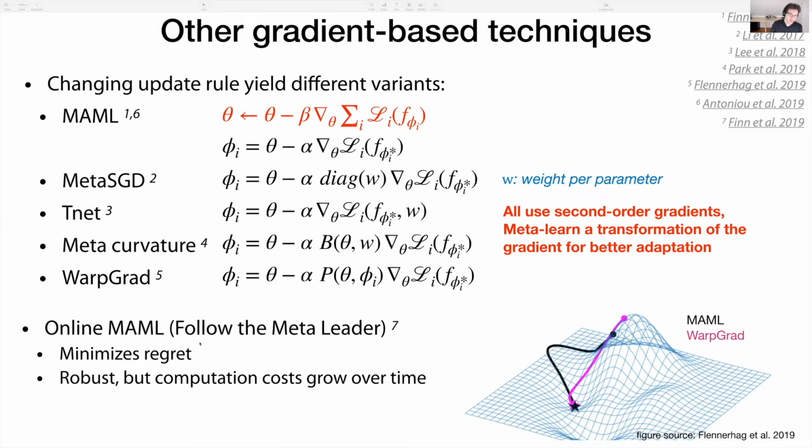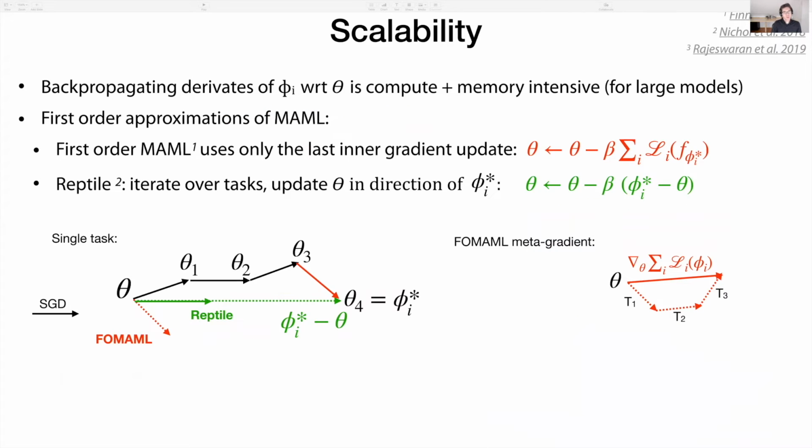There's also an online version called Follow the Meta Leader, which works for online tasks. How scalable is this? Well, we have already observed that this is a second order gradient. So this will be quite expensive. Plus it will be very memory intensive because we're learning millions of parameters and we have to backpropagate. So every time we have to learn, we have to store a copy of all the network's weights in memory. So that will also be expensive.